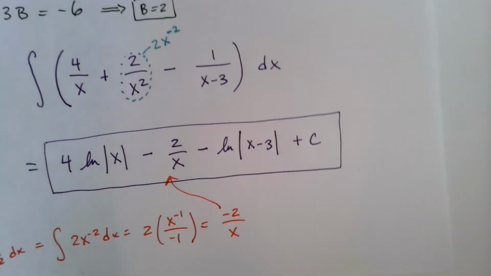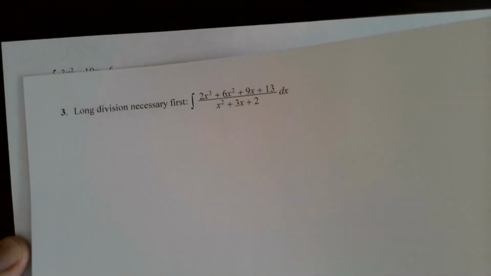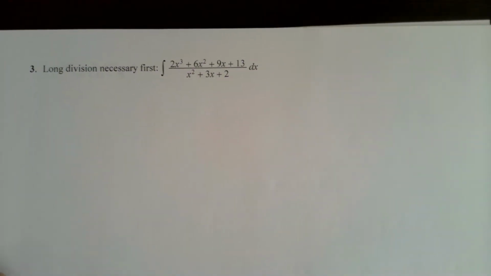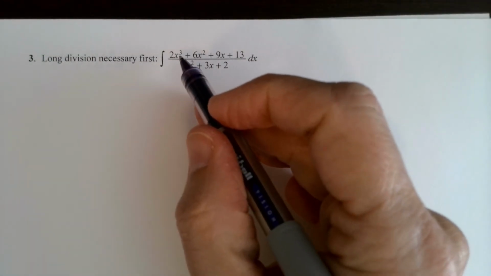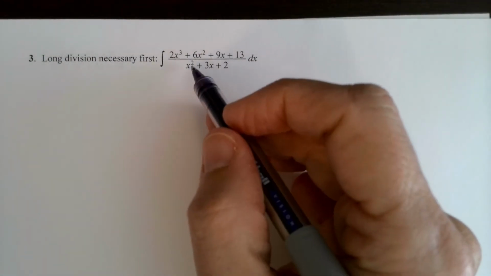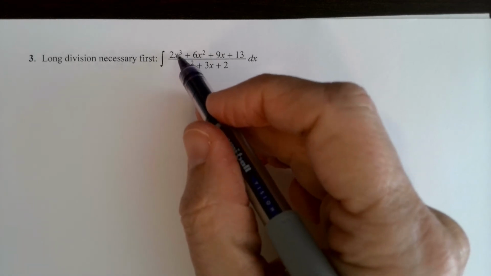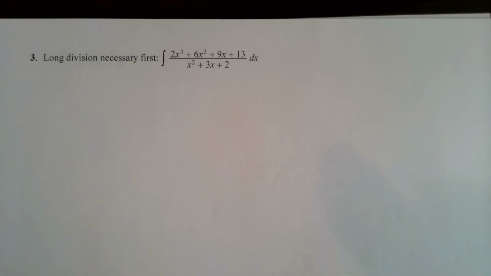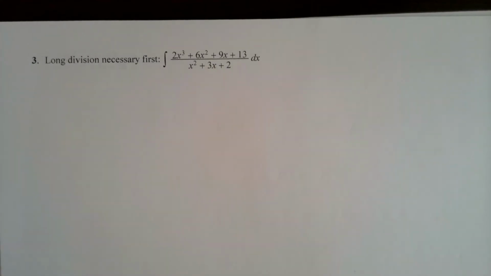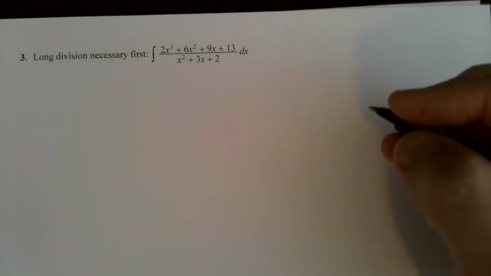Now, this next one is going to require long division. And the reason is, look at the degree of the top. It's 3. Look at the degree of the bottom. It's 2. The degree of the top has to be less than the bottom in order for partial fraction decomposition to work. We can't do it like we've been doing until we do polynomial long division. So you remember how to do polynomial long division? It's based on the same as regular long division.